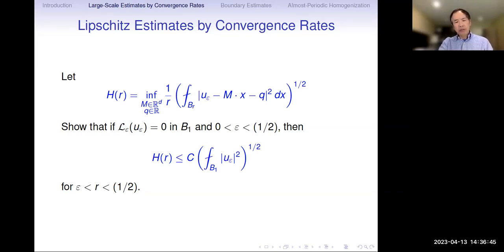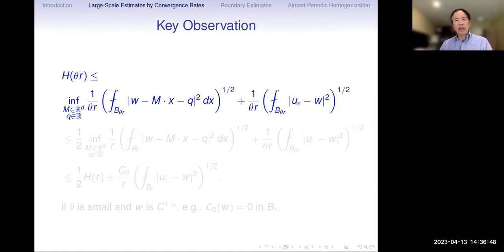All right, so how do we do this? Well, here is the key observation. What we're going to do is compare H of R with H of theta R, where theta is a small number. What we expect is that H of theta R has some decay. So if I compare H of theta R with H of R, the ratio should be small when theta is small. And so that's the idea.